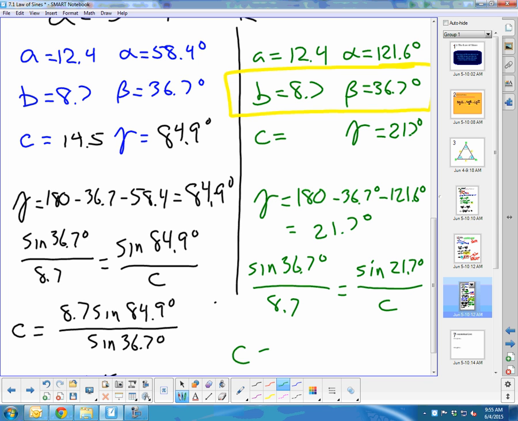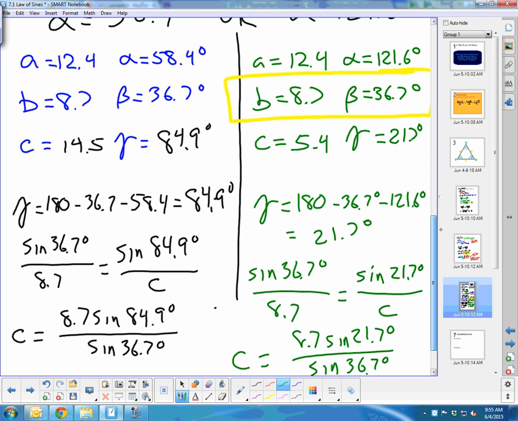So that C equals 8.7 sine of 21.7 degrees over sine of 36.7 degrees. You go ahead, you put that in the calculator, you calculate through that, and you end up getting 5.4. And so I have those two cases, and you just present them as cases, and maybe I scroll up a little bit here.